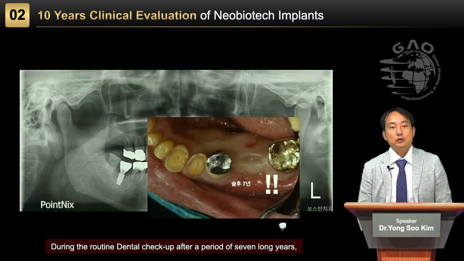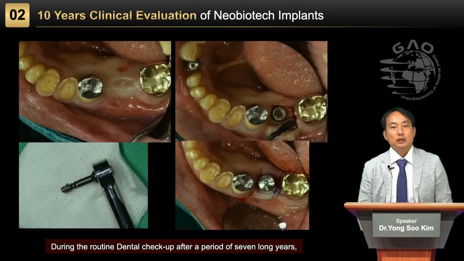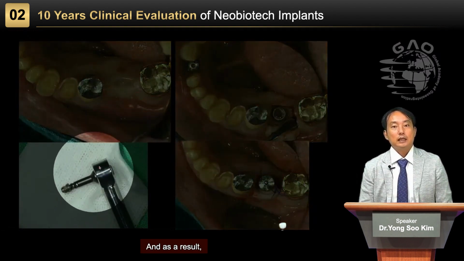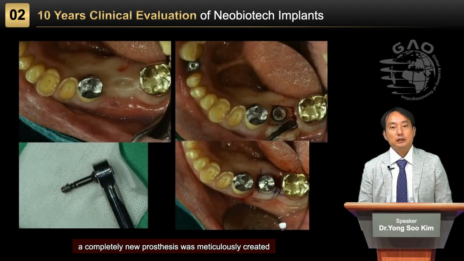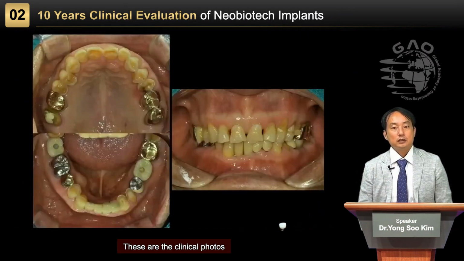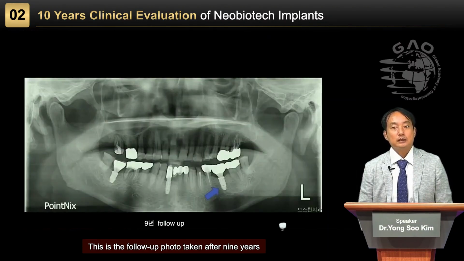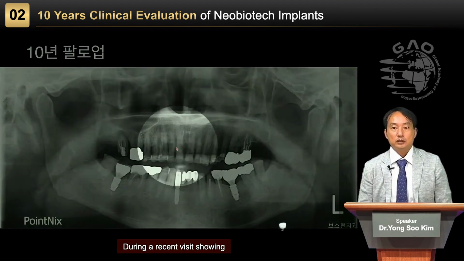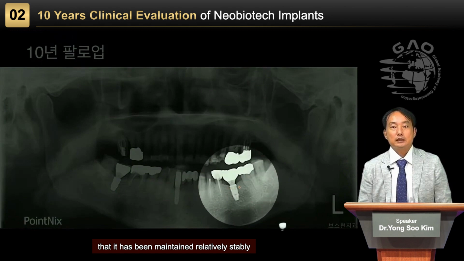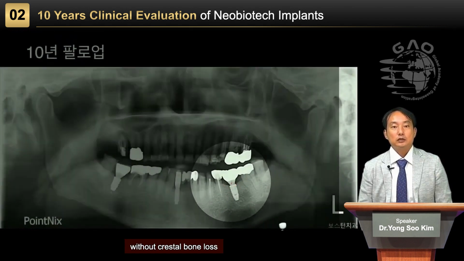During the routine dental checkup after a period of 7 long years, it was discovered that the abutment was unfortunately fractured, and as a result, a completely new prosthesis was meticulously created. These are the clinical photos taken after the fabrication was completed. This is the follow-up photo taken after 9 years. This is a 10-year follow-up photo taken during a recent visit, showing that it has been maintained relatively stably without crestal bone loss.